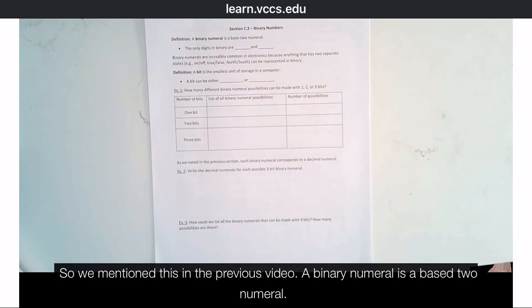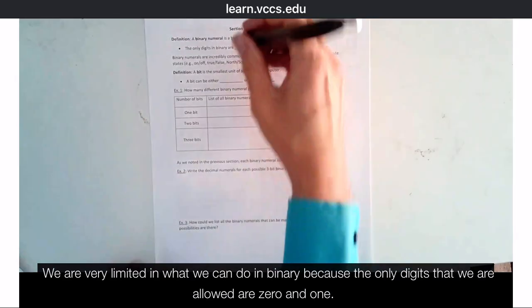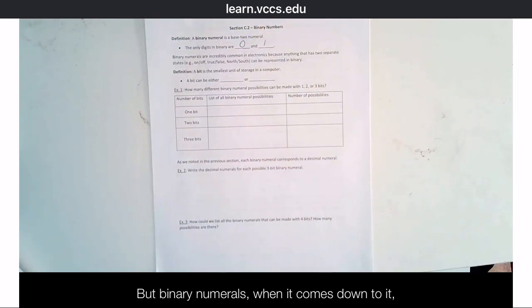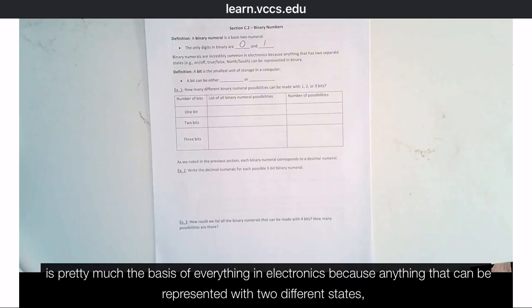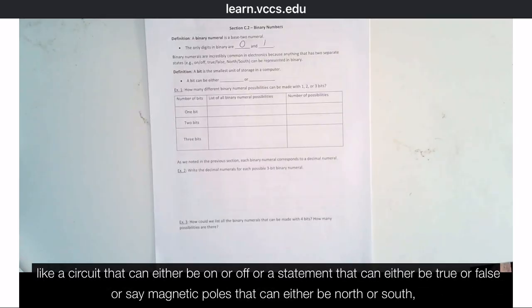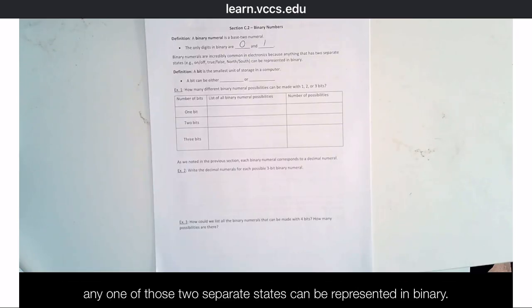A binary numeral is a base 2 numeral. We are very limited in what we can do in binary because the only digits that we are allowed are 0 and 1. But binary numerals, when it comes down to it, are pretty much the basis of everything in electronics, because anything that can be represented with two different states, like a circuit that can either be on or off, or a statement that can either be true or false, or say magnetic poles that can either be north or south, any one of those two separate states can be represented in binary.